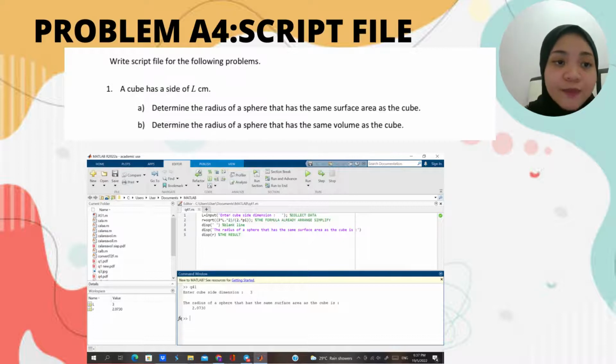And then after typing all the data, press the run button at the top, which is the green color, and then it asks us to rename the file. So I rename the file question 4.1. After renaming the file, the command window will appear, and it asks us to enter cube side dimension. So if you want to try, press 3, and then the radius of sphere that has the same surface area as the cube will appear, 2.0730.